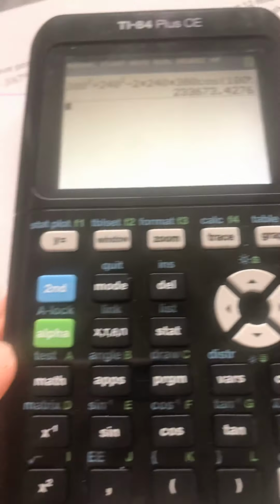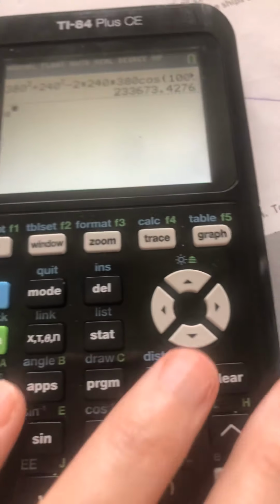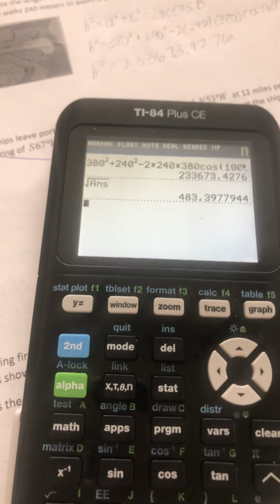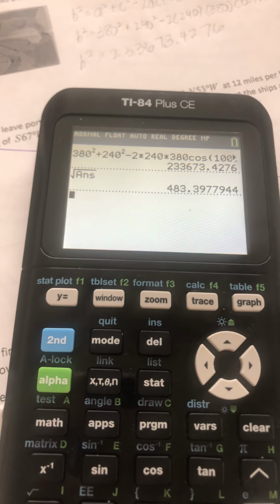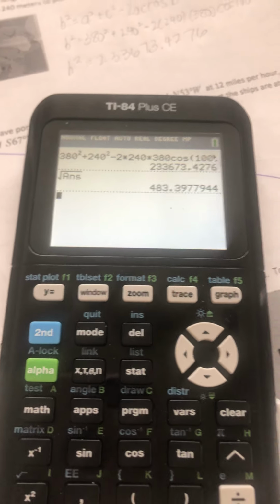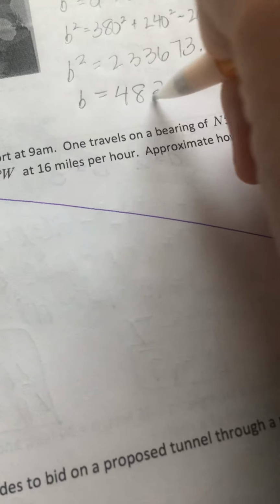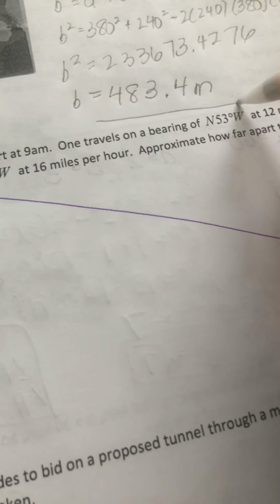So here we go. Okay. 483, I guess let's do one place. So 483.4 meters.